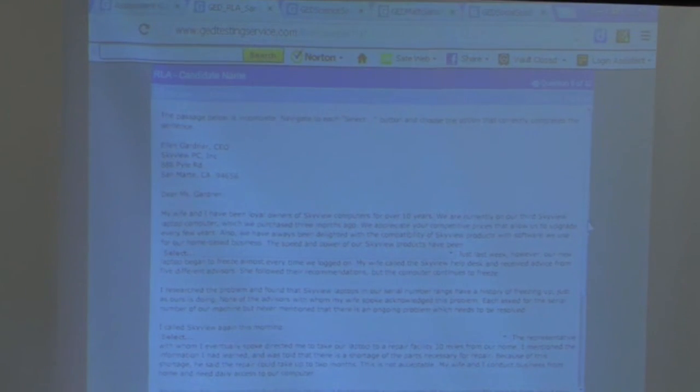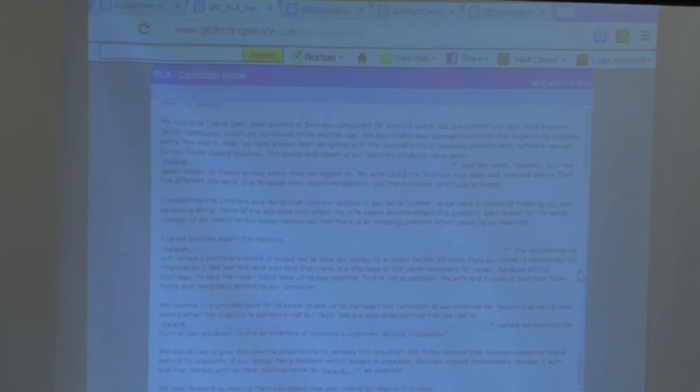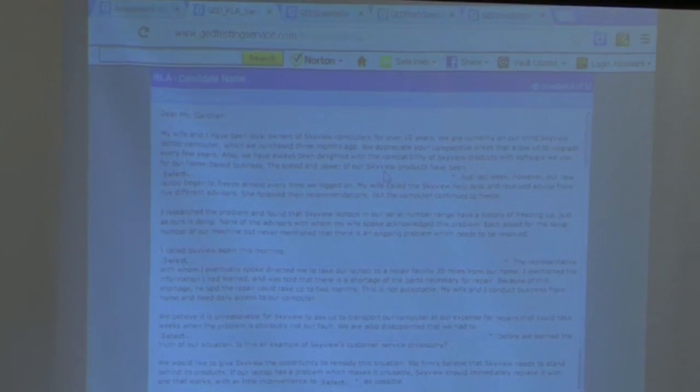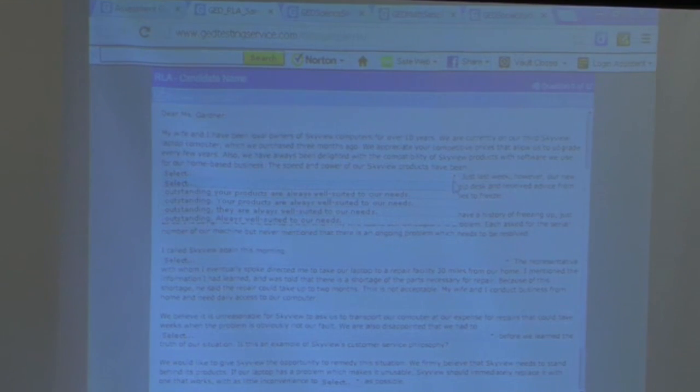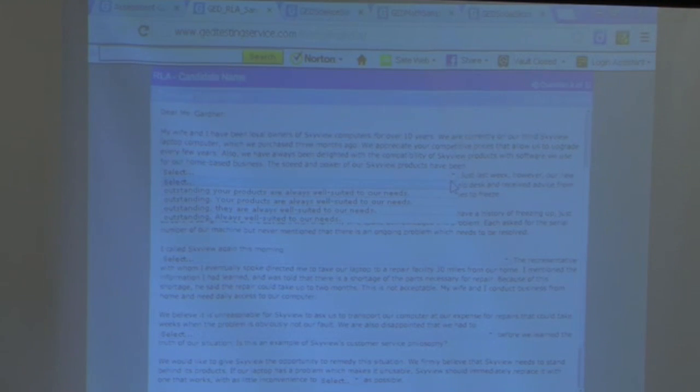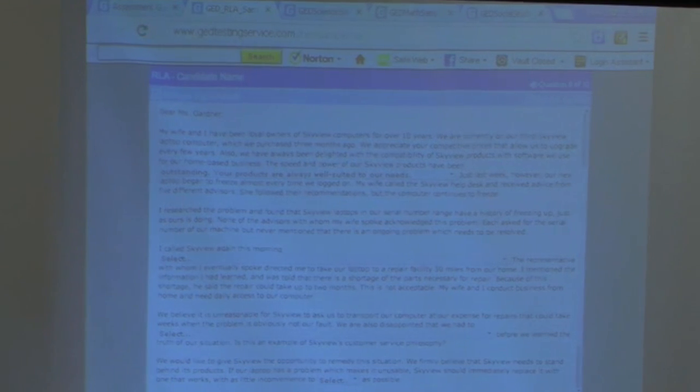And then these ones are within the passage, okay? These are drop-down menus. So you click your little arrow and you select. The speed and power of our Skyview processes have been outstanding. Your products are always well suited to our needs. You select your answer, and then when you click on it, it shows it right there. That's a lot better than the other. They're not having to pull it from the bottom and place it in, visually doing it themselves. Right, you can see the usability is really there.